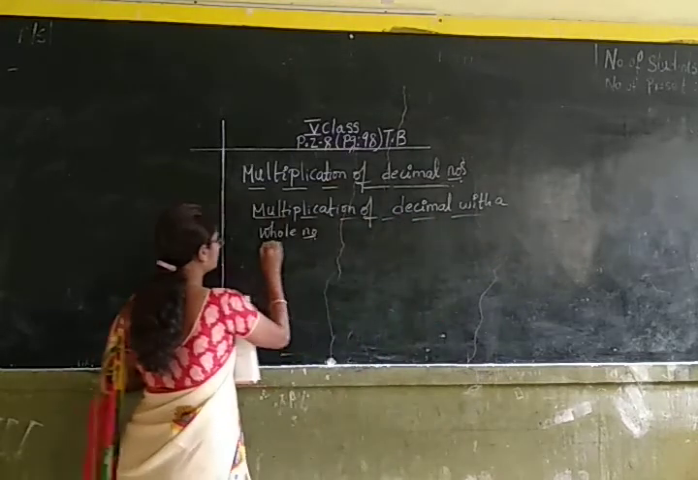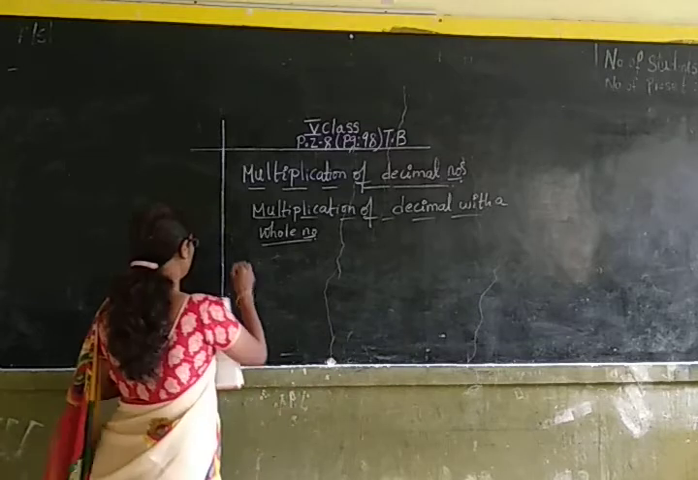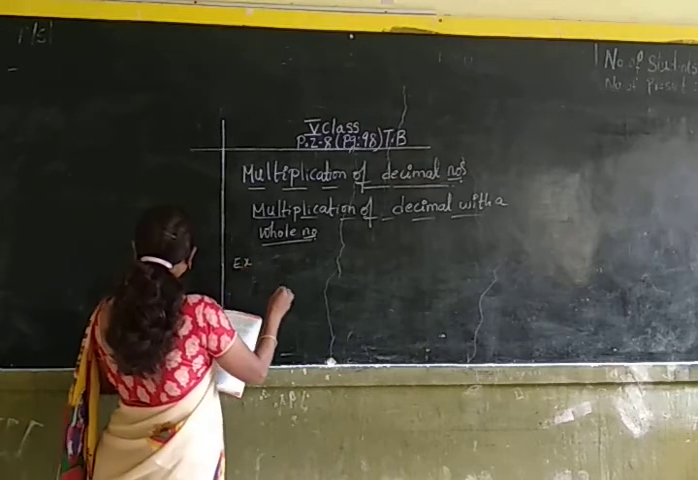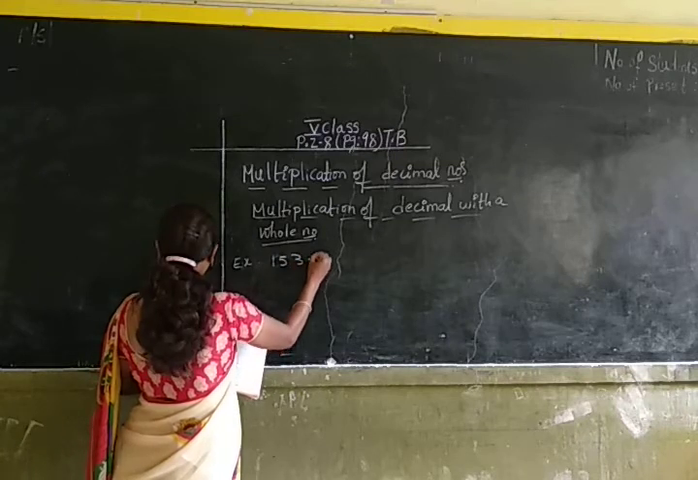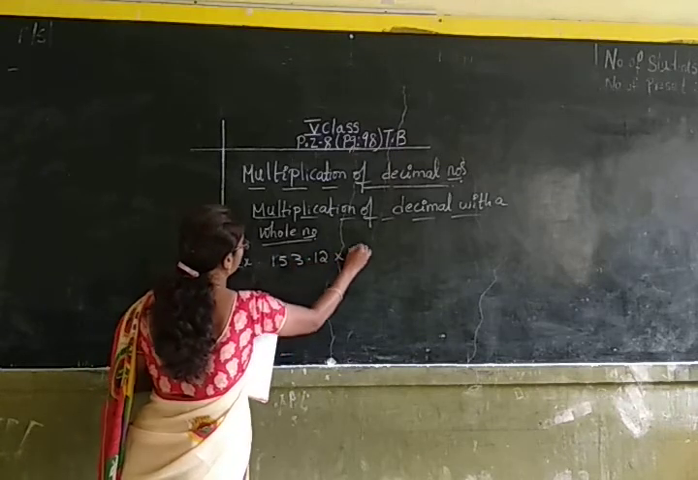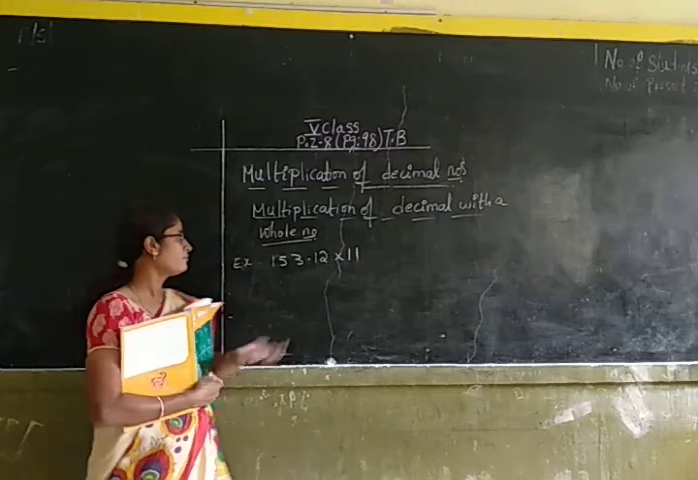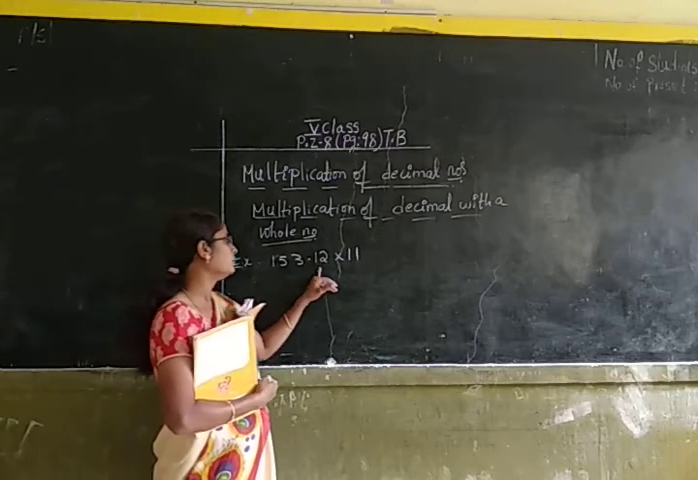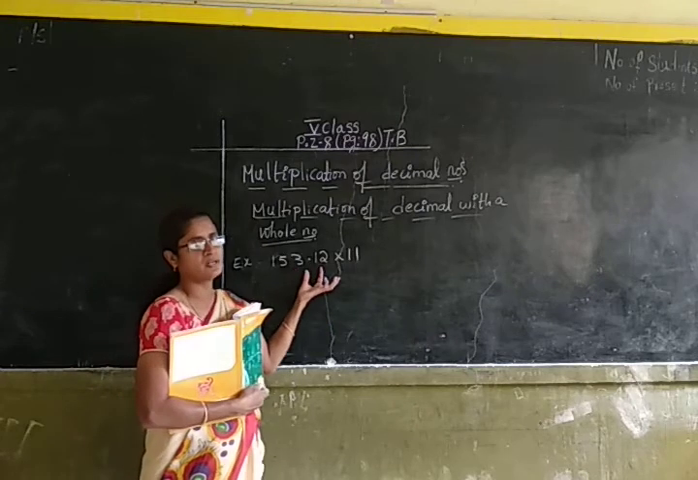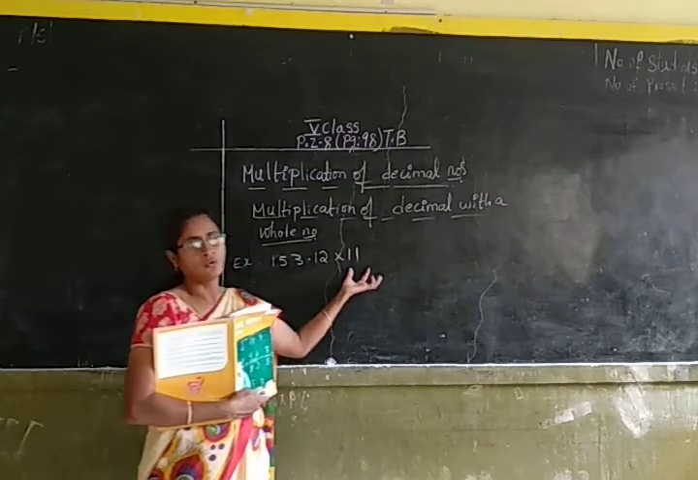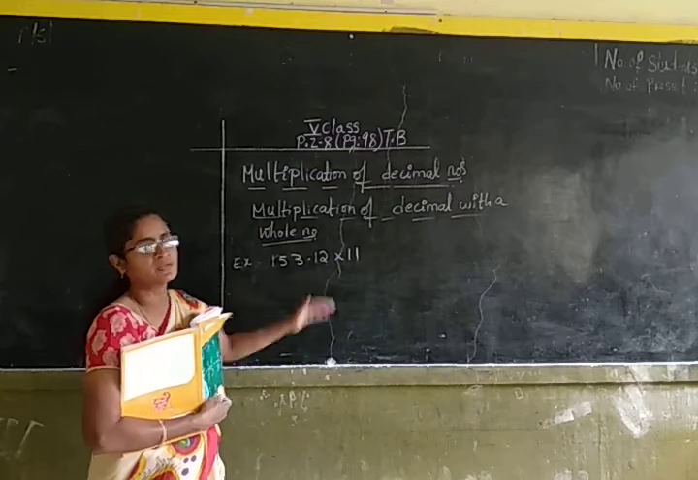Okay children. Let us take the example of 153.12 into 11. Here 153.12 is a decimal number and 11 is a whole number. So let us multiply these numbers and see.